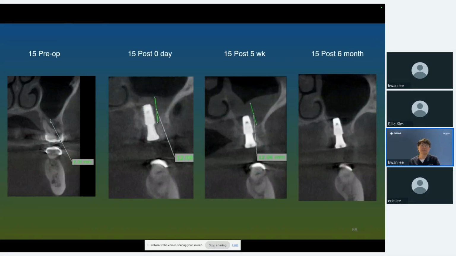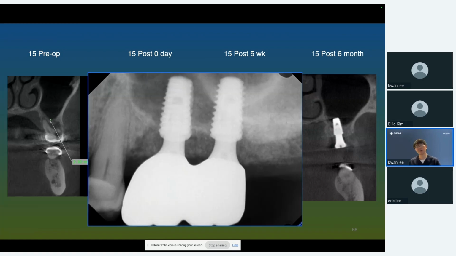Same thing, number 15: pre-op, 0-day, 5 weeks, 6 months. So this is about a year post-op PA. I wish I could get the crown photo, but many times patients don't have any pain, so they don't come back to the office. So it's really hard to track. But this patient has been on my radar. I was able to get the PA with those 14 and 15 implant cases, for now. So those are the things.